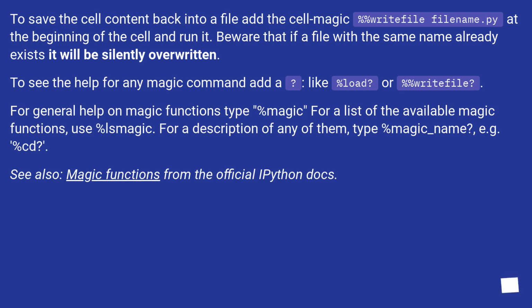To see the help for any magic command, add a question mark, like %load? or %writefile?. For general help on magic functions, type %magic. For a list of the available magic functions, use %lsmagic. For a description of any of them, type %magic_name?, for example, %cd?. See also, magic functions from the official IPython docs.